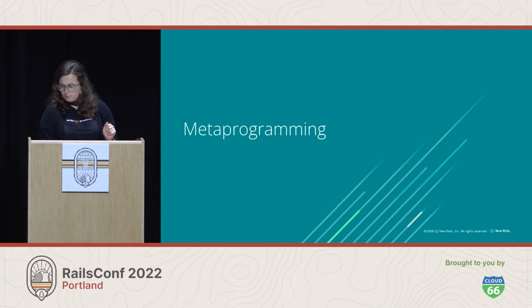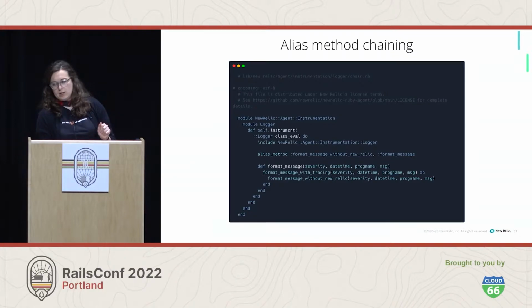So let's see. First, we're going to talk about alias method chaining, and this is an older strategy for metaprogramming. Module prepending is preferred these days. We'll get into that next. But if you're working in a legacy code base, you'll probably come across something like this.